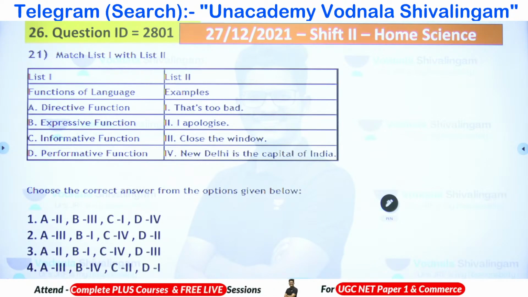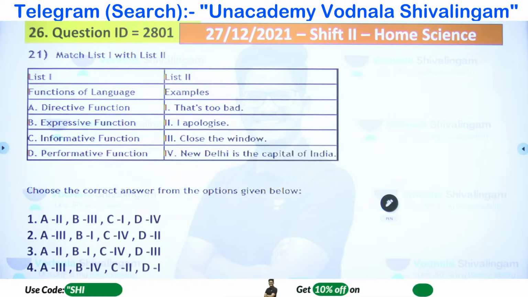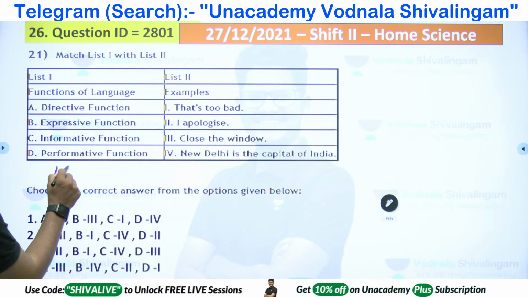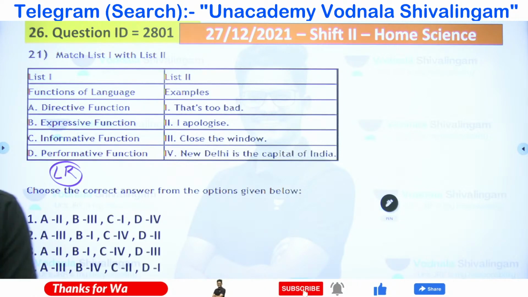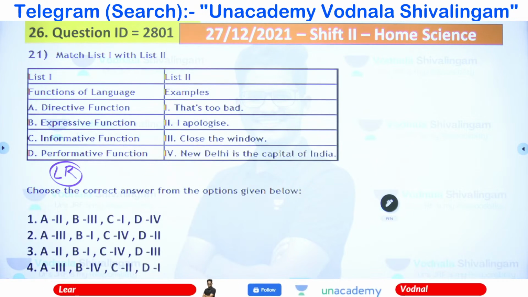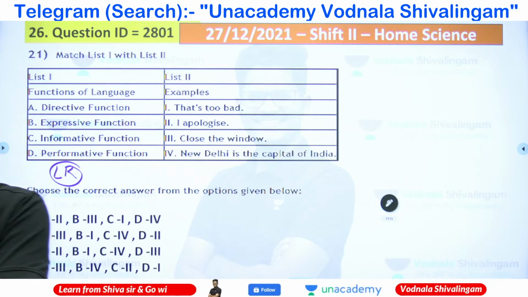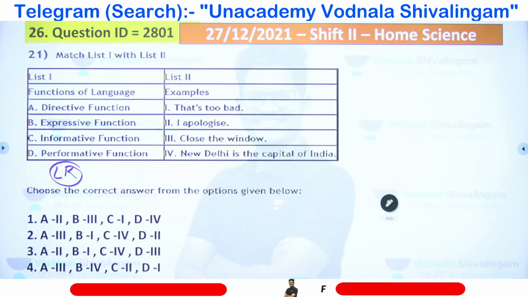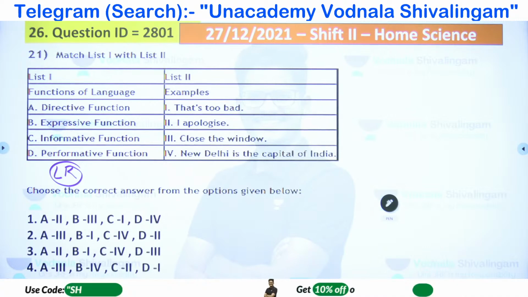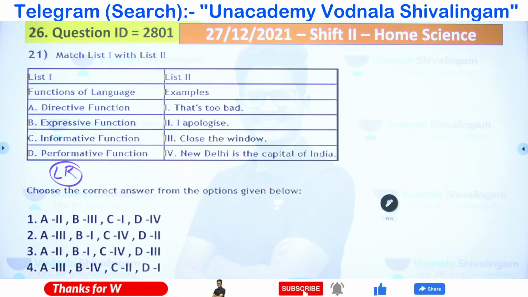Perfectly all right. Here, functions of a language and examples. This is from the logical reasoning question. LR question it is. Try to answer. Functions of language and example: directive function, expressive function, informative function, performative function. What is it? First answer has come, second, third, okay. As per you, option 2, nice.